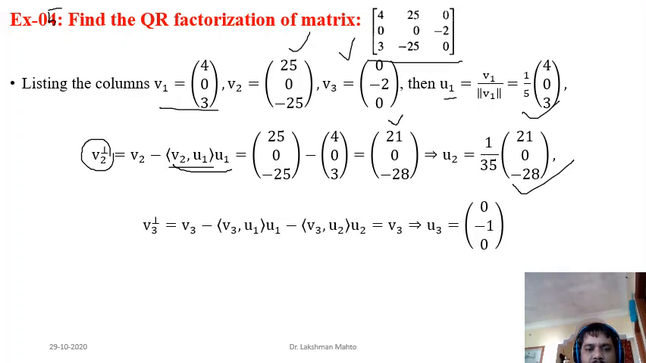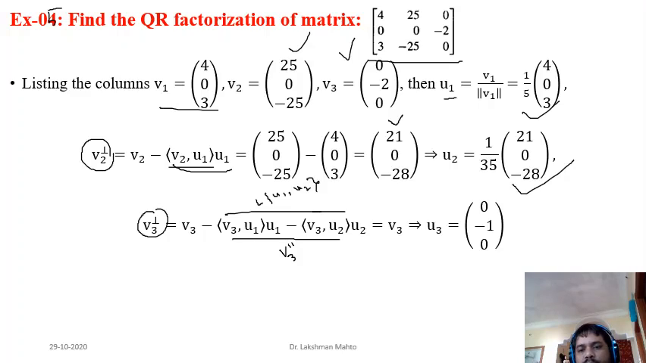Similarly, try to find V3 perp. It would be V3 minus the projection of V3 in the plane of U1 and U2. That is, it is in the plane of the linear span of U1 and U2. This complete part you can call V3 parallel. That means the projection of V3 in the plane constructed by the first two orthogonal vectors U1 and U2.